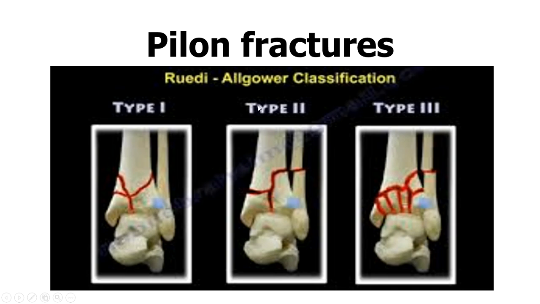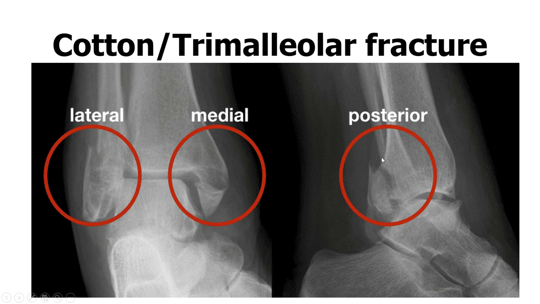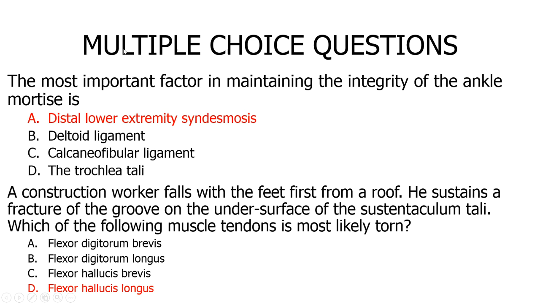And so these are what we call the Pilon fractures. These are fractures of the tibial plafond. Based on the number of parts that are injured, you can have different levels of classification. This is what we call a trimalleolar fracture, when you have the lateral, the medial, and the posterior malleolus. The posterior malleolus is the posterior surface of the tibial plafond. So when all these three are fractured, we call that a Cotton or a trimalleolar fracture.